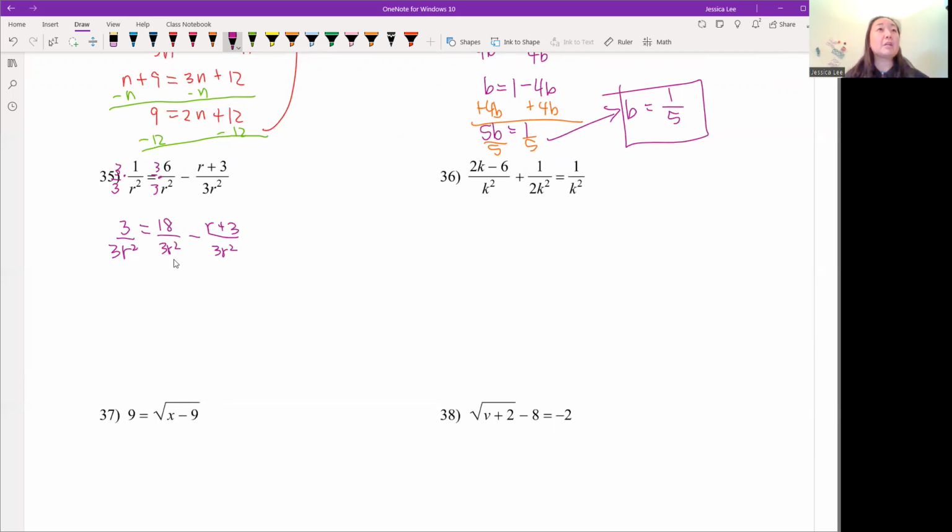Okay, so from here it's a little bit of a tricky part, but you're fine. Again, we want to write the same fraction on both sides of the equation.